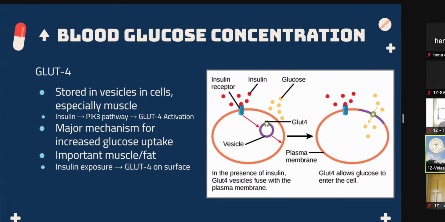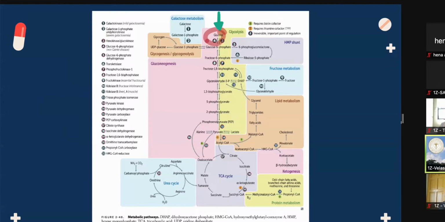Insulin is known to induce GLUT4 expression on cell surfaces, facilitating the intake of glucose. Something important to note here is that if there's insulin exposure, there will be GLUT4 on the surface, and vice versa. If there is no insulin exposure, then there will not be GLUT4 on the surface. Right, next slide. And so this leads into all the metabolic pathways.